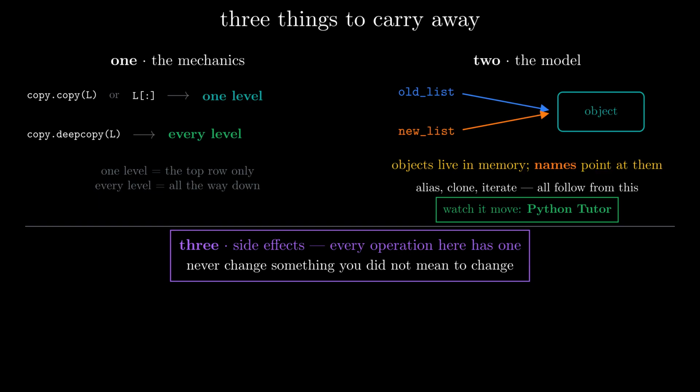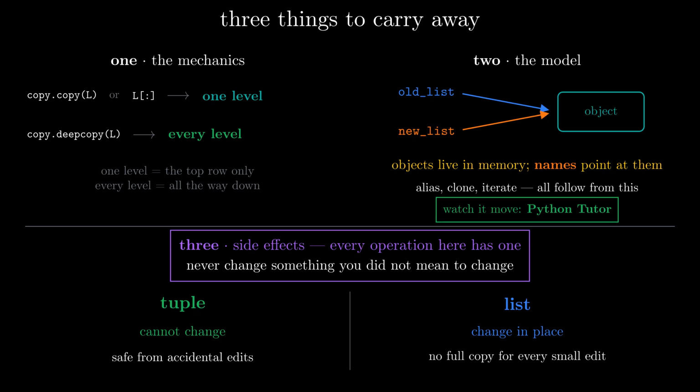Third, side effects. Every operation here has one, and the job is making sure you never change something you did not mean to change. That is also how to choose between a list and a tuple. Reach for a tuple when the data must not change. If it could be modified by accident, do not store it in a list. Reach for a list when copying is the expensive part. With a large database, mutating one field in place beats duplicating the entire structure for every small edit.